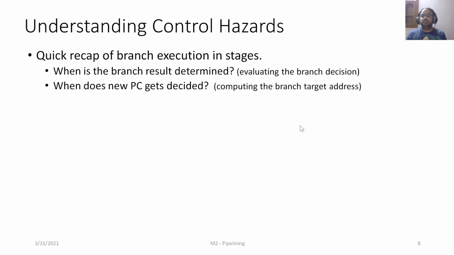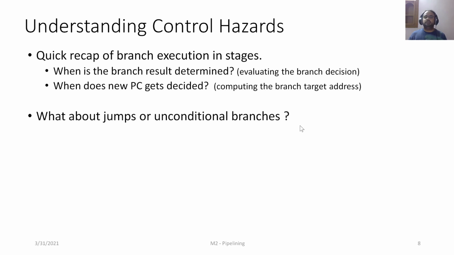When does the new PC get decided? The branch result gets determined in the execute stage, and the new PC gets decided in the execute stage itself if we can optimize, or we might even end up doing that in the memory stage, because the new PC calculation is handled by the instruction address generator, IAG. This is with respect to the branch instructions.